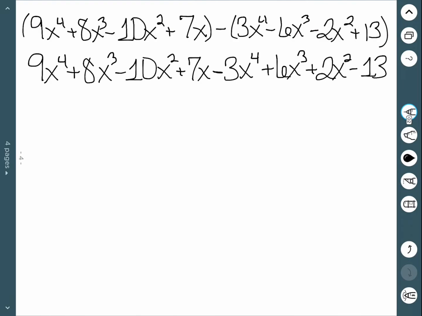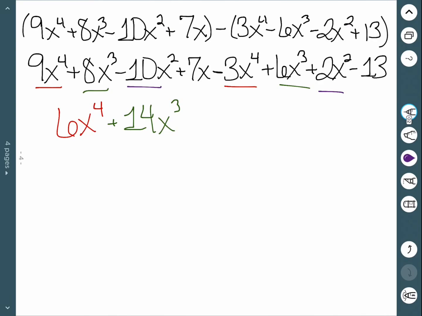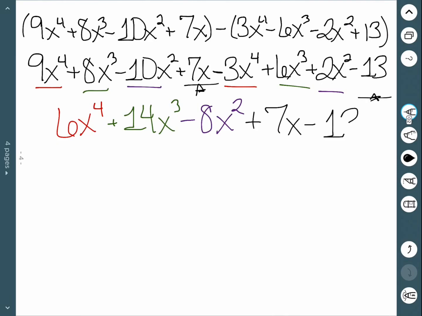And now that we've done that, we can combine like terms. Let's start with our x to the fourth. I have a 9 and a negative 3, and 9 minus 3 would be 6x to the fourth. Now let's look at our cube terms. I have an 8x cubed and a 6x cubed, and 8 plus 6 is 14x cubed. We now have our x squared terms. Negative 10 plus 2 would be negative 8x squared. And then finally we have our x terms. You'll notice we only have one x, this 7x, and then we have the minus 13 at the end. So those actually don't combine with anything, and we have our answer.